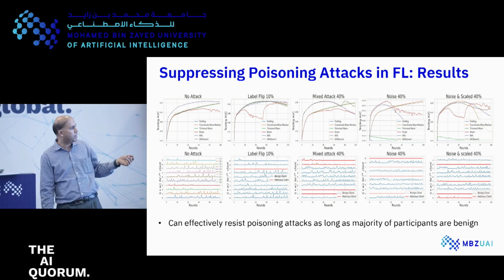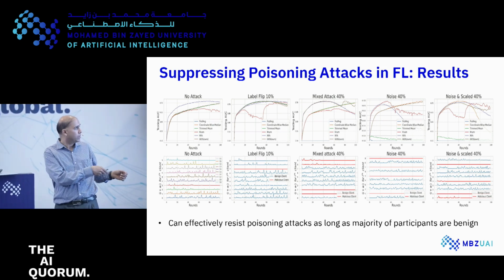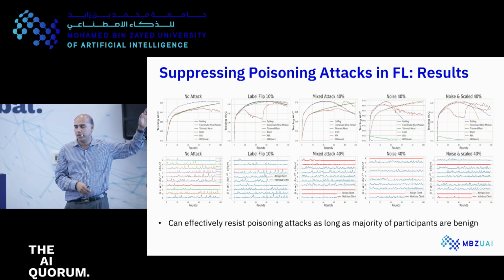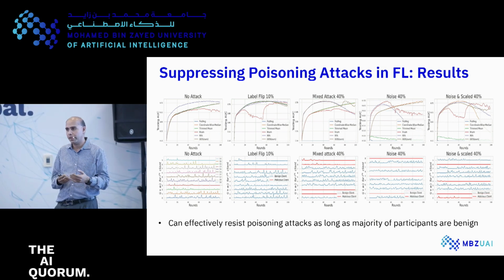In this case, the first one, there are no attacks. All the clients are honest. So all the clients contribute to the learning process, and it works as well as federated averaging, which is the most common aggregation approach.